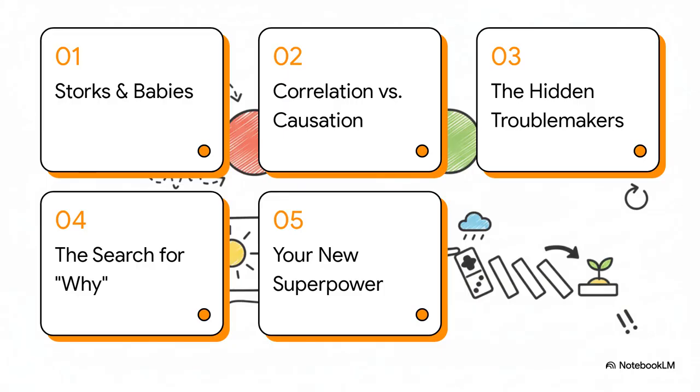First, we'll kick things off with a bizarre story about storks and babies. Then we'll nail down exactly what we mean by correlation and causation. After that, we're going to expose the hidden troublemakers that trip people up. Then we'll check out how scientists actually find the real why, and we'll wrap up by giving you what I like to call a new superpower for spotting bad data.